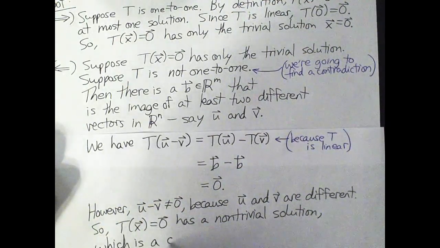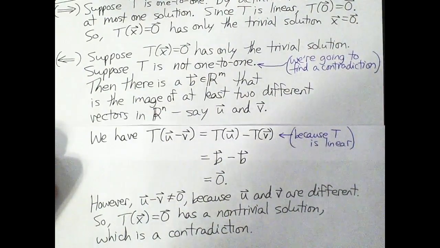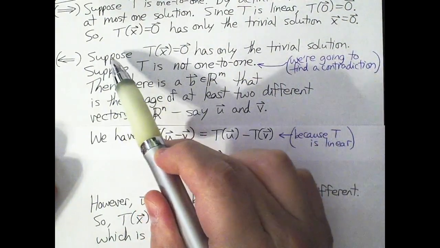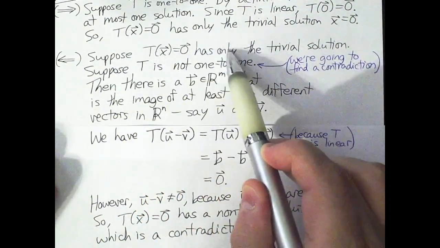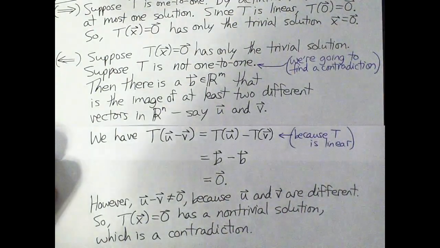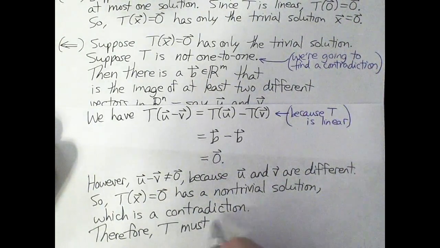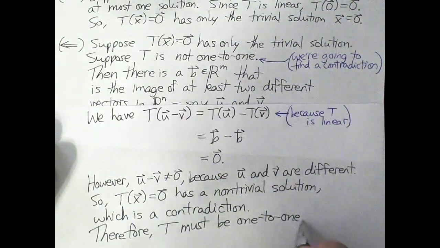Which is a contradiction. Why is this a contradiction? Because look at our first sentence. We said, suppose this has only the trivial solution, and then we found a non-trivial solution. So therefore, T must be 1-to-1.